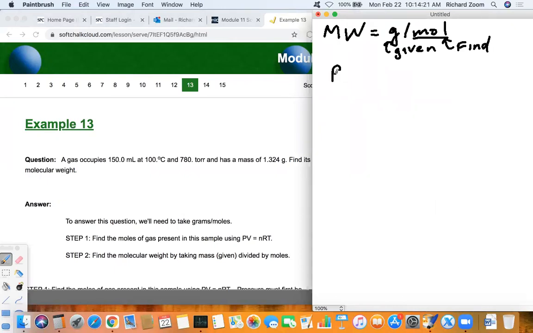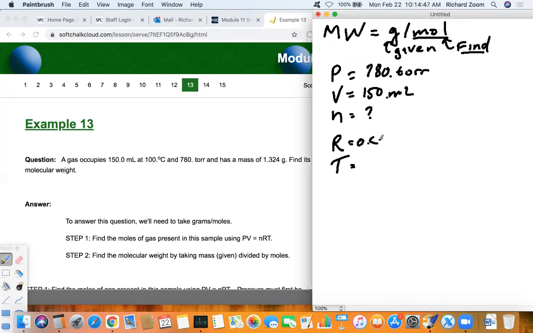So what that means is we've got all of this different data here. Pressure, volume, moles, R and T. Now the pressure we already have as being 780 torr. The volume is 150 mils. The N value is what we're looking for. That's what we want to find. The R value, 0.08206 liters atmospheres per mole per Kelvin. And the temperature here is 100 degrees Celsius.